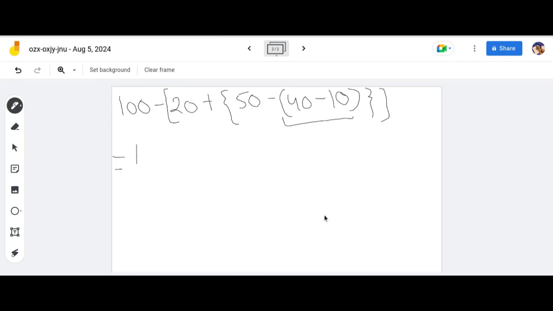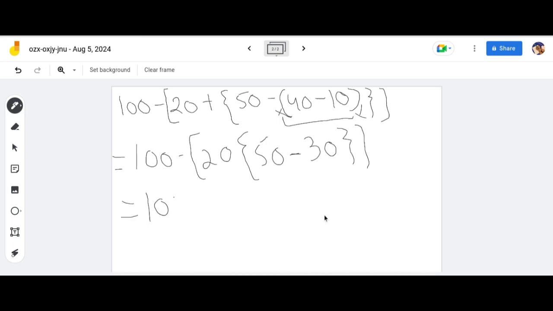Just like this, 100 here will be the same, minus 20 plus curly bracket 50. Now I have to solve this one, and the answer I got is 30. So the minus sign will be here the same, and 30, the bracket will go off. When we solve the operation inside the bracket, we remove it. I got the 30 here. Now I have only two brackets, curly and square.